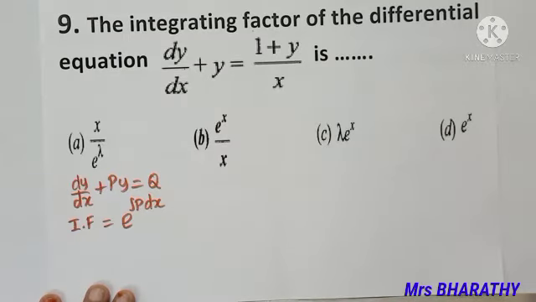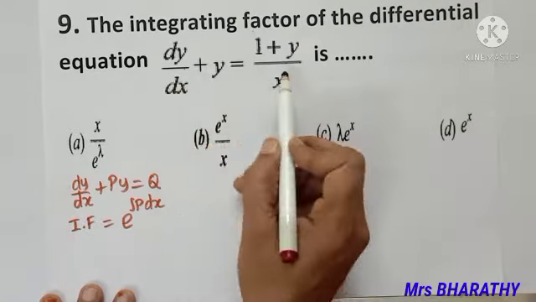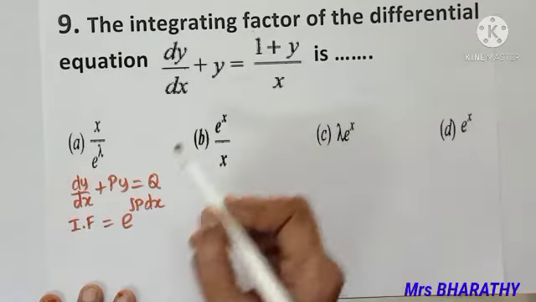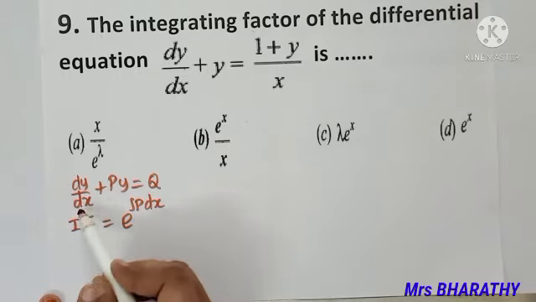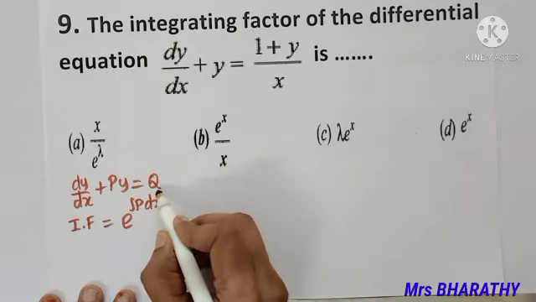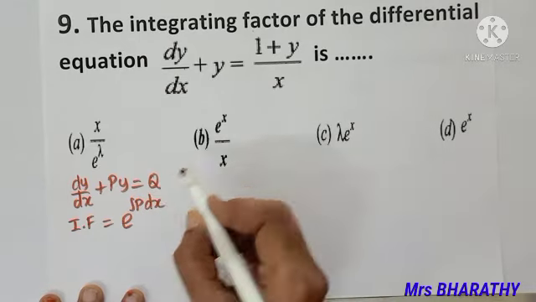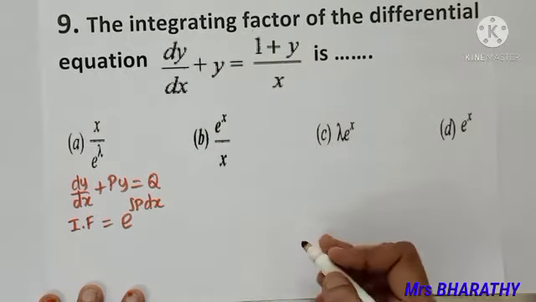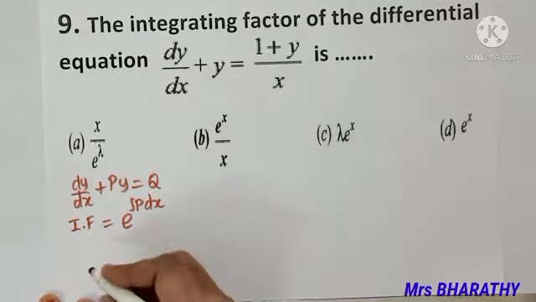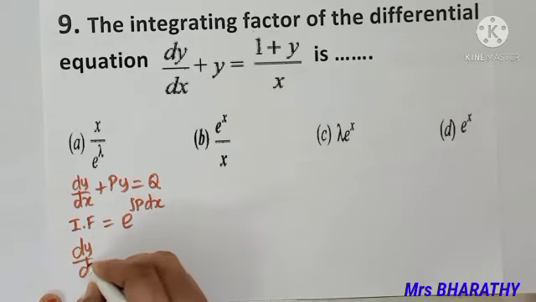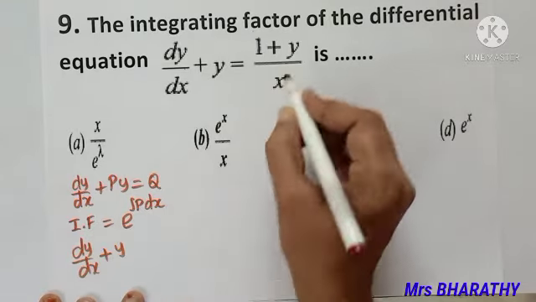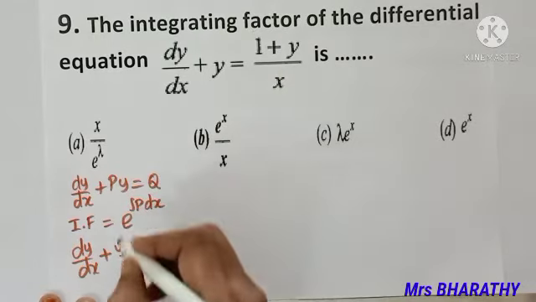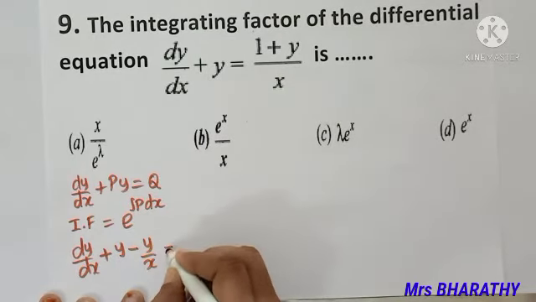Question number 9, the integrating factor of the differential equation. As we look at the equation, we compare with the general format dy by dx plus py equals q. Q should be a function of x alone. Here y comes in the right, which is wrong. So we take to the left side. As I rewrite the question, it is dy by dx plus y. y by x I am bringing to the left as minus y by x.